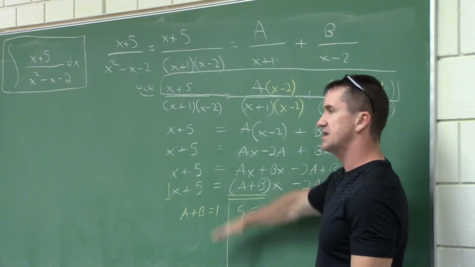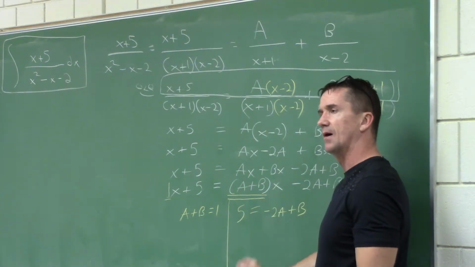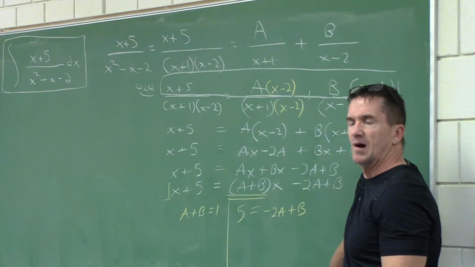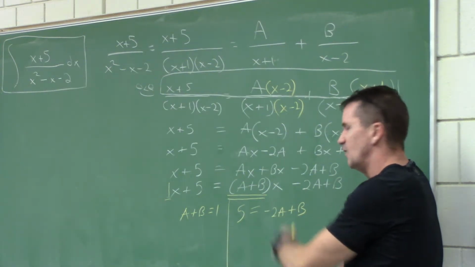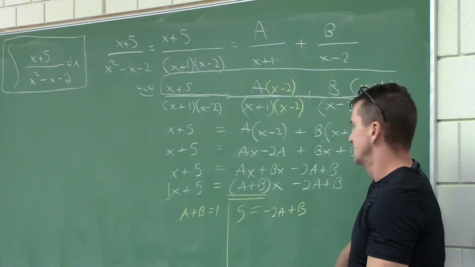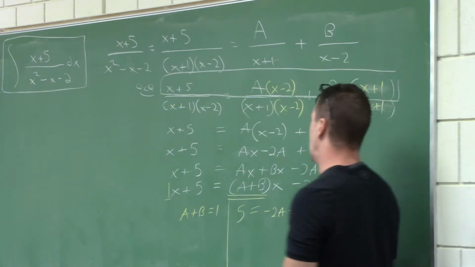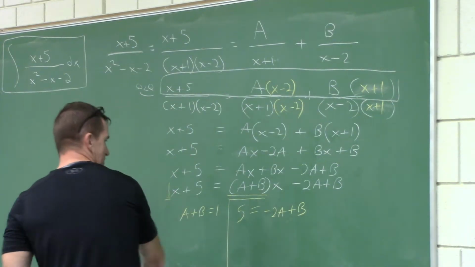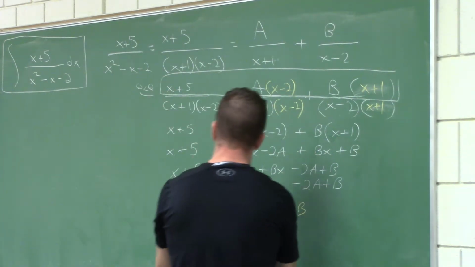The reason I showed you this technique is because it works on all the problems. I want to show you that first. Now, we've got to solve that system, don't we? How do you solve a system: a plus b equals 1, and 5 equals negative 2a plus b?